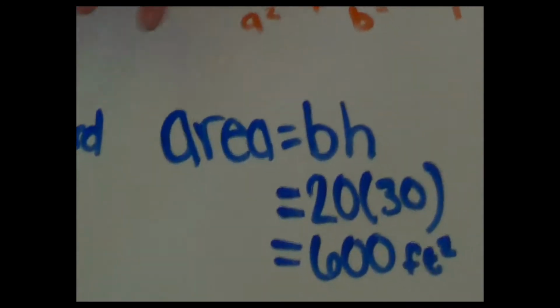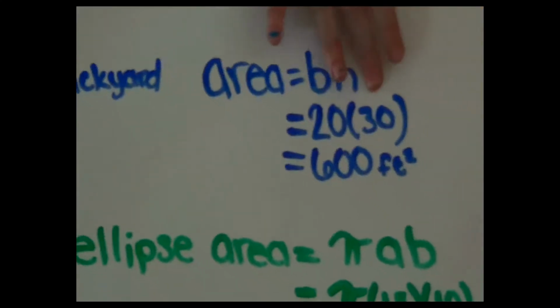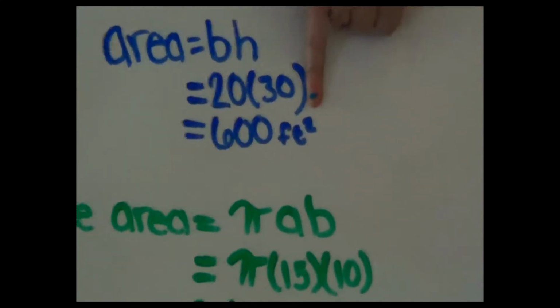First, we're going to find the area of the whole backyard plot, which, as we already know, is base times height. So that would be 20 times 30, which would make the area of the backyard 600 feet squared.